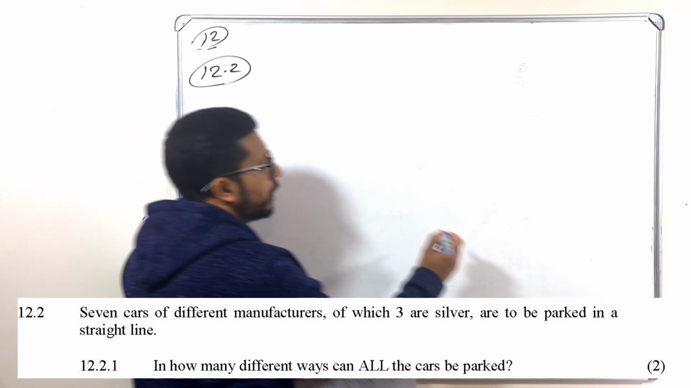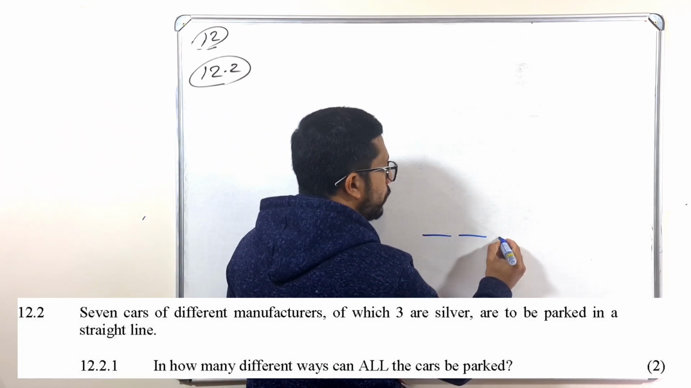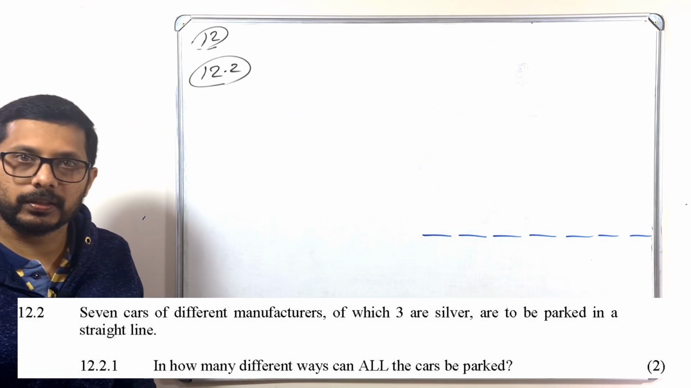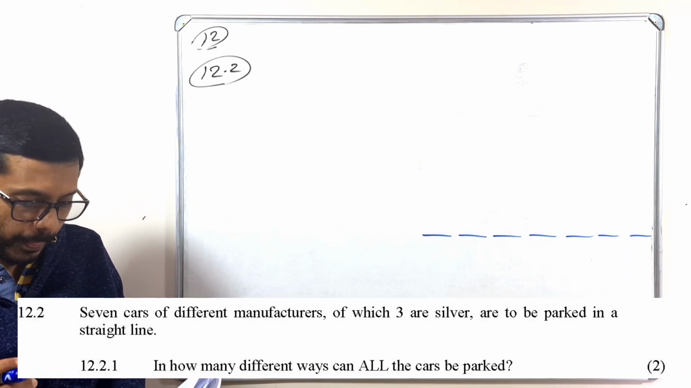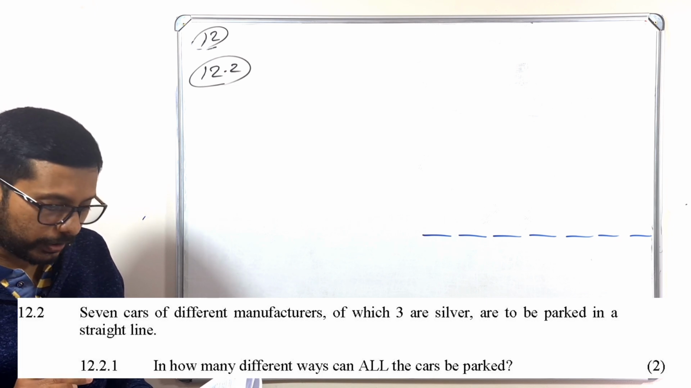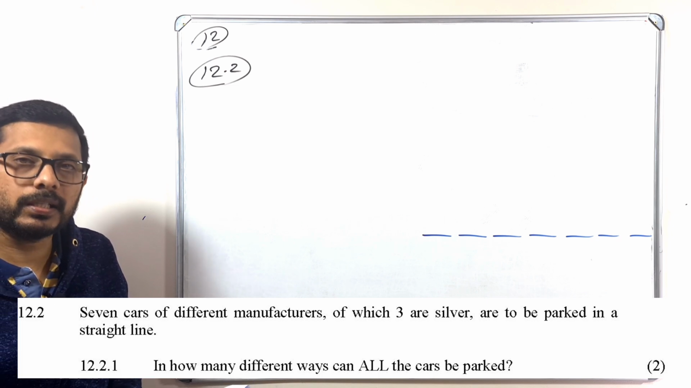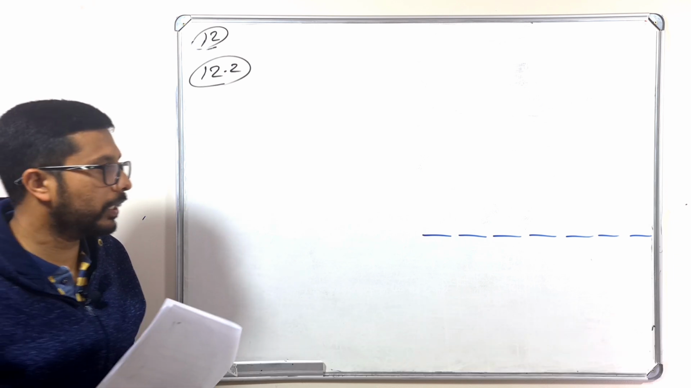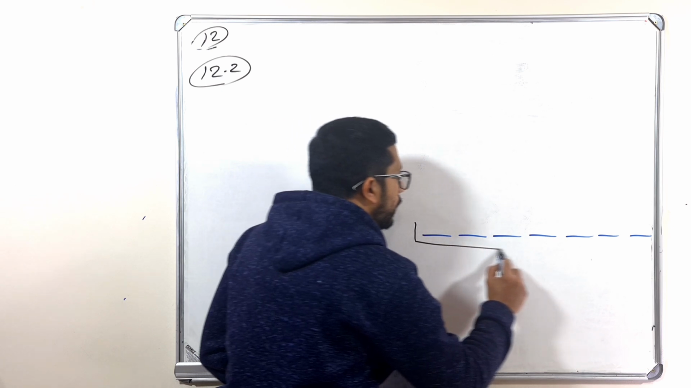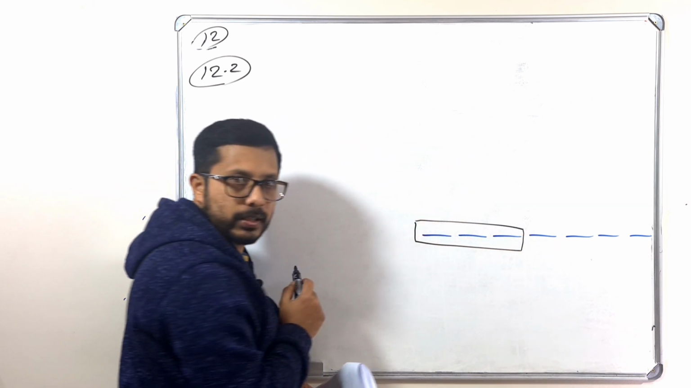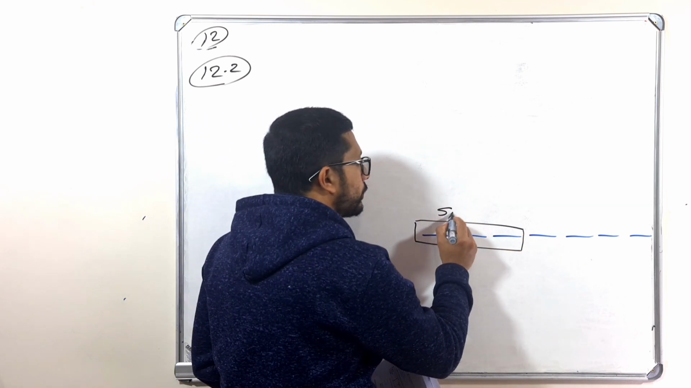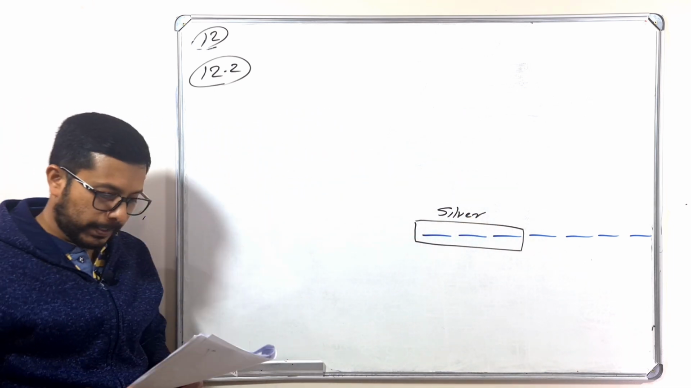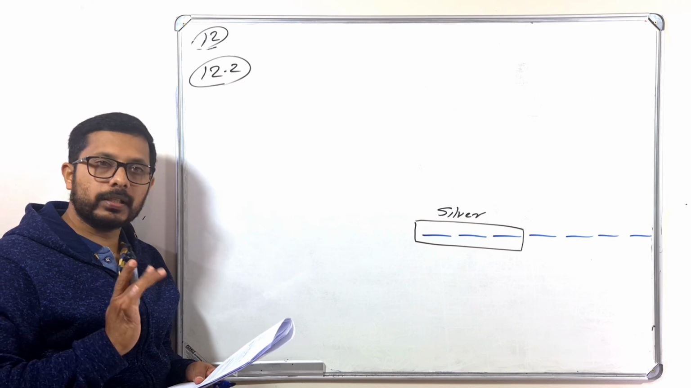So assume that 1, 2, 3, 4, 5, 6, 7. There are 7 cars there. Now in these 7 cars, they are saying that 3 are silver. So out of these 7 cars, any 3 of them, let's say these 3 are silver cars. These 3 are silver. First, that is a given scenario.